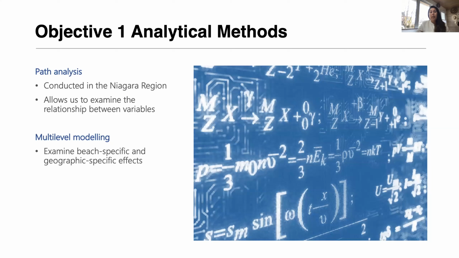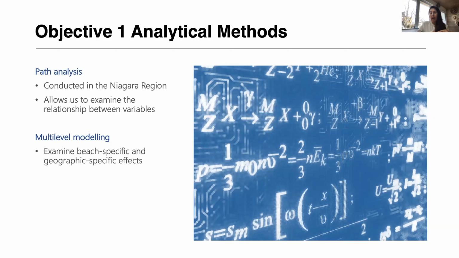So we used two methods for our objective one. The first is called path analysis, and the second one is multi-level modeling. Path analysis was conducted for our Niagara region data. What this analysis methodology allows us to do is to examine the relationships between variables. So Ian showed you the various variables and how they potentially relate to E. coli, but we also want to see how they connect with each other.